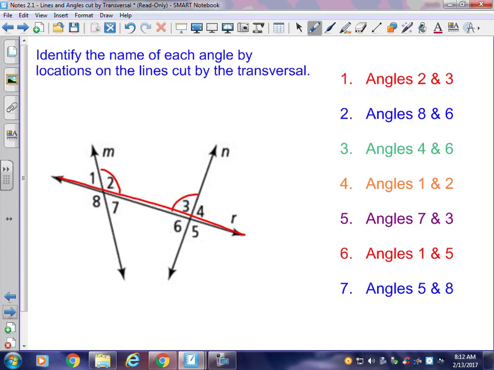So that makes them consecutive interior angles. So that's what you're doing on this page, is you're trying to locate the two lines and name them. Let's do one more together.